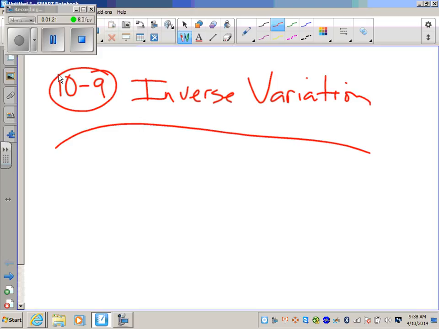An inverse variation is described by an equation in the form of xy equals k. What did k stand for again? The constant of the variation. Okay? So sometimes an inverse variation is written in the form y is equal to k over x. Okay? This also states that y varies inversely as x.